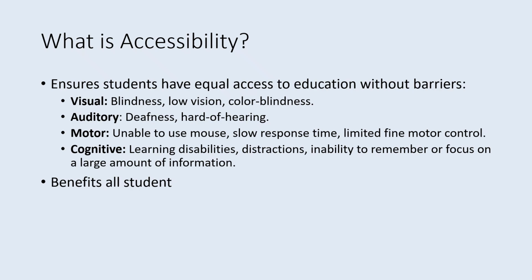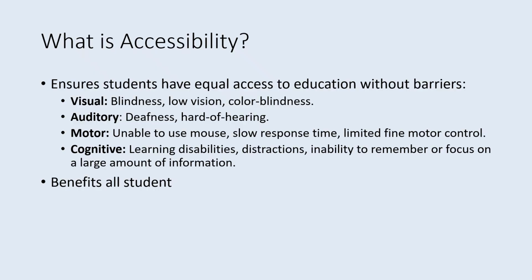What is accessibility? It ensures students have equal access to education without barriers, including those with the following disabilities. Visual includes blindness, low vision, and color blindness. Auditory includes deafness and hard of hearing.